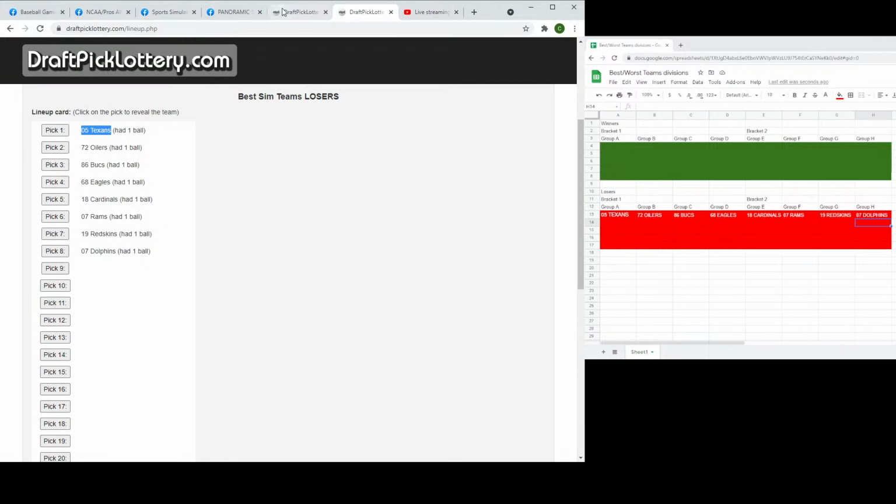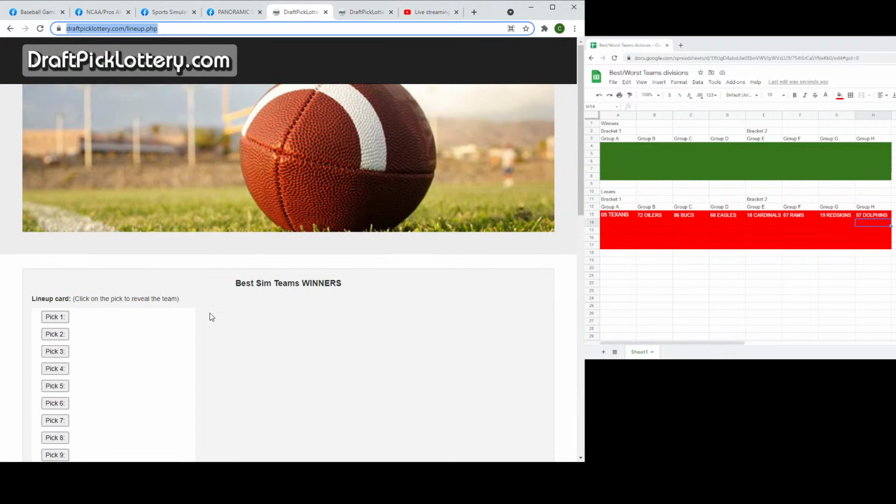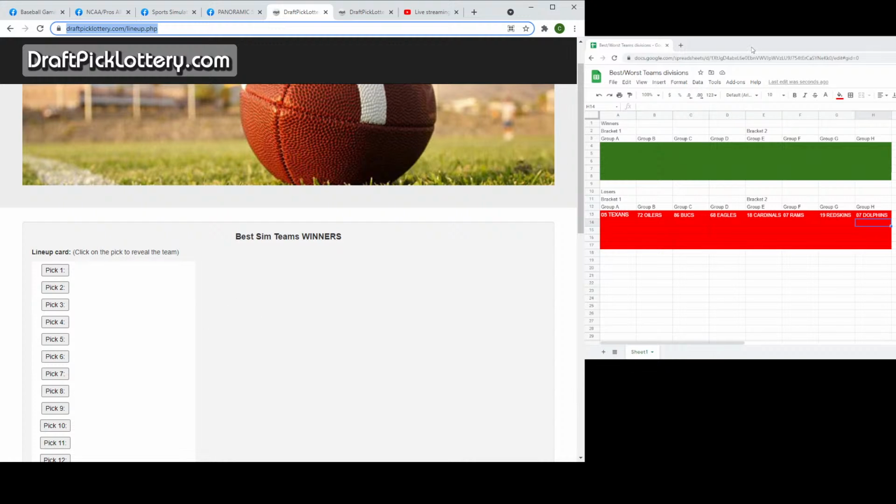We got 2 in here. Let's take a look at the first winners. The first winners, this will be A through H. So here's winners bracket 1 and 2. Now in the winners, this is just your regular. Your 4 division winners, your 4 wild cards in each bracket make it. So a bracket is like AFC and NFC.